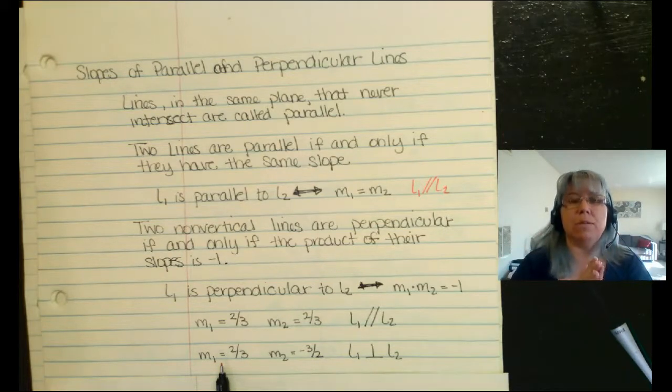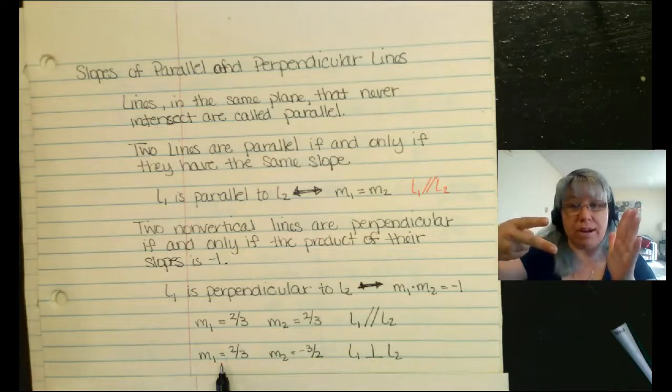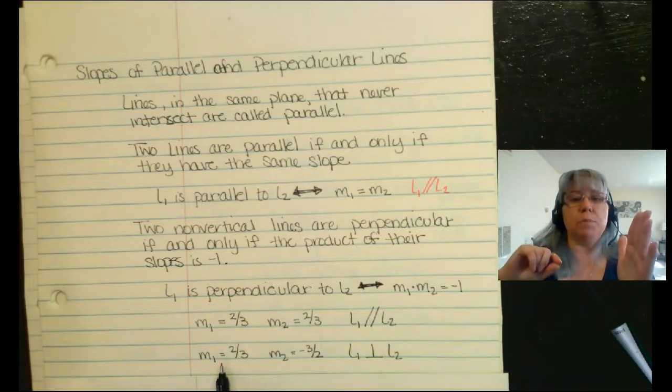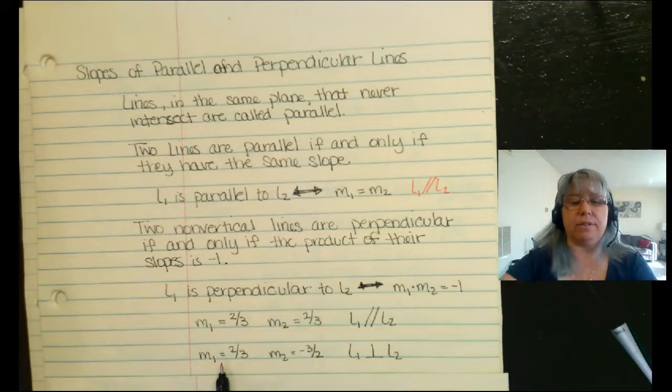For example, slope 2. The parallel line is also slope 2, but the perpendicular line is the reciprocal, which is 1/2, and opposite sign, negative. So a line that has a slope of 2 has a perpendicular line with a slope of negative 1/2.